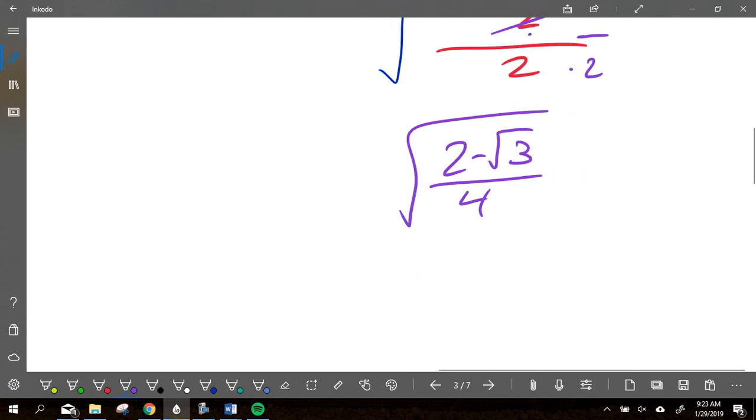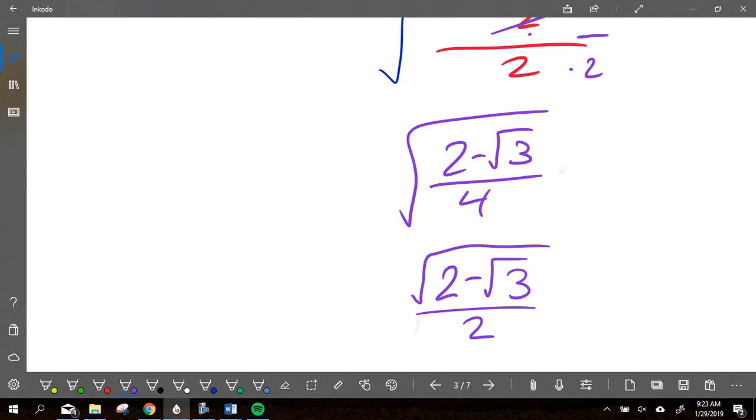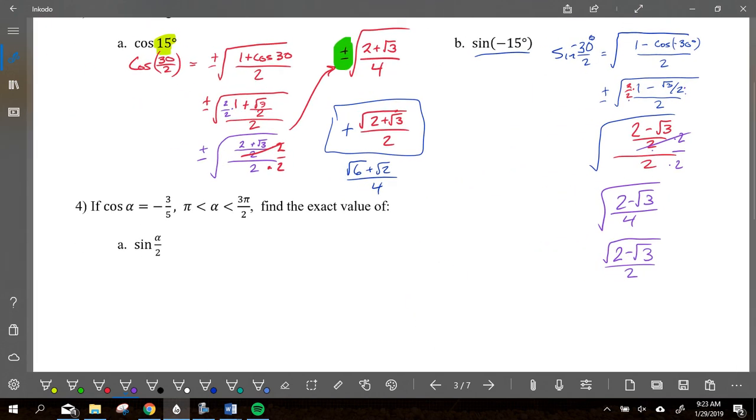I'm square rooting that whole thing. And so I can take the square root of 4. It's going to get me 2 minus radical 3 all over 2. So now just the numerator is square rooted. That is not my answer because it was plus or minus. Thumbs up, thumbs down. In the end, what's my answer need to be?